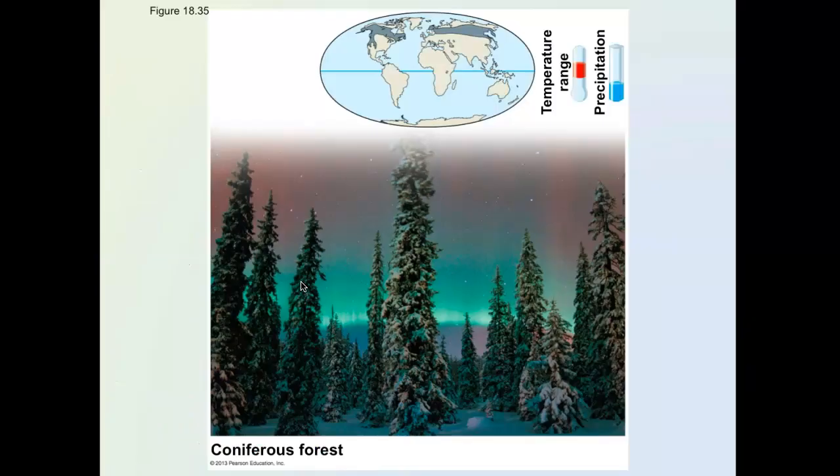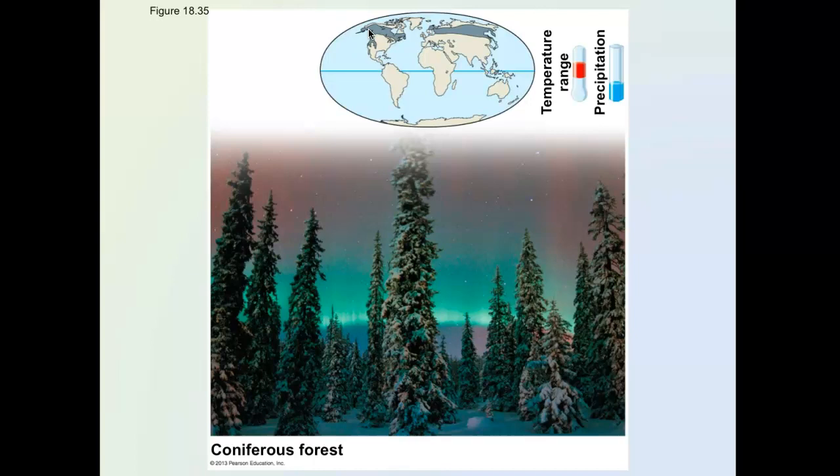And then here is our coniferous forest. So this is basically what you picture when you picture Christmas time. Pretty northern latitude here, right? And that's about it. So in your notes I have that they can be very cold. They have high elevations, snowy winters, short wet summers.